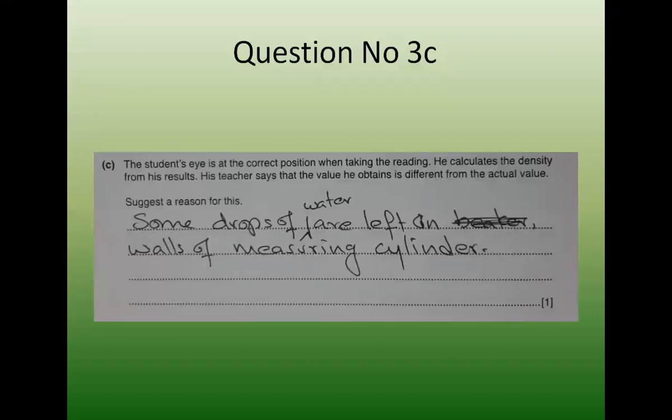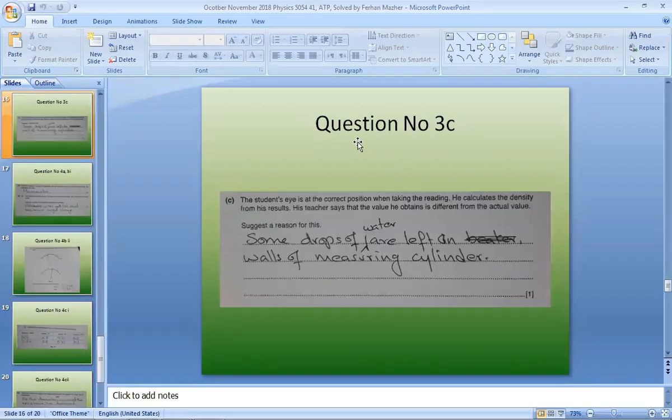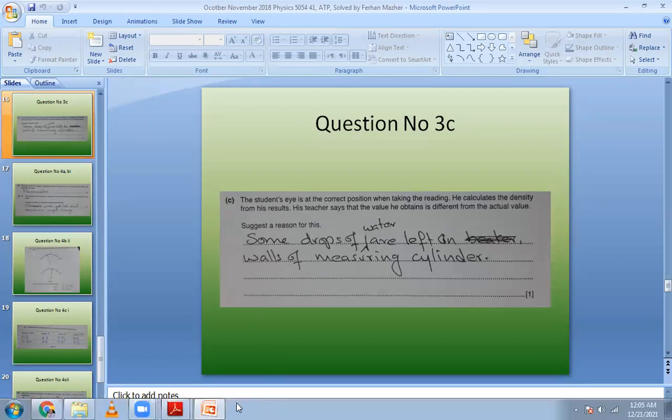Some drops of water are left on the walls of the measuring cylinder, so due to that maybe the volume is not that much, because when you pour the water, some water drops are left on the measuring cylinder's walls. So let me show you the marking scheme.